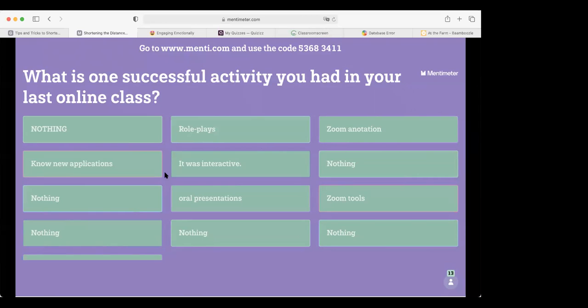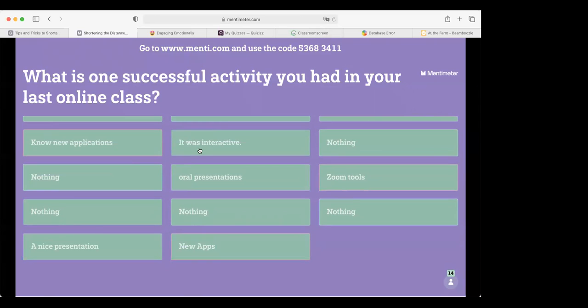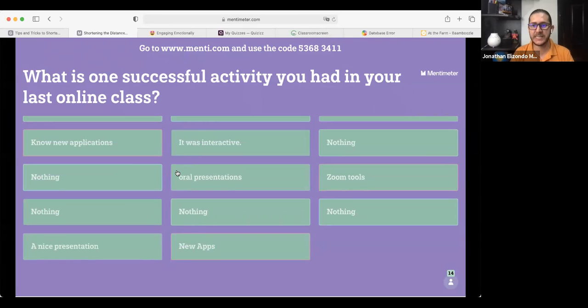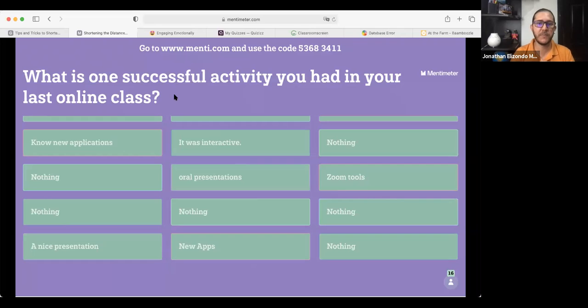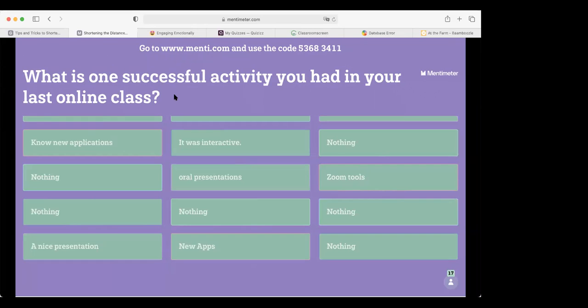The oral presentations, the Zoom tools. All right, the new apps, a nice presentation. Excellent. Okay, please remember to keep your microphones muted.